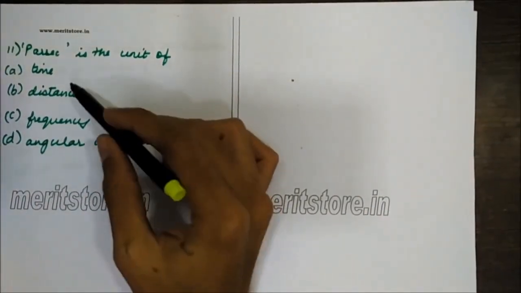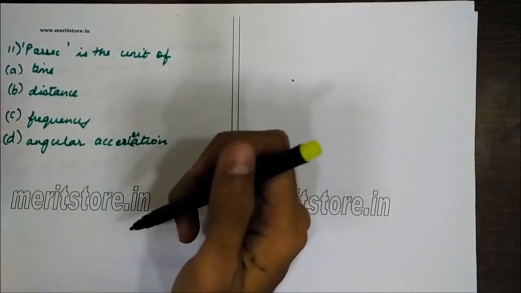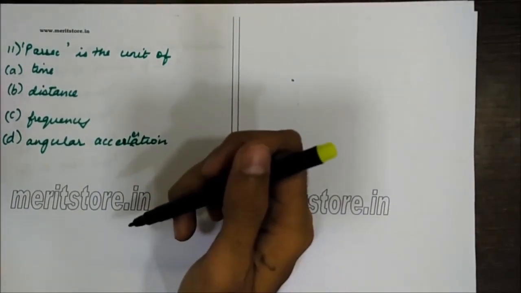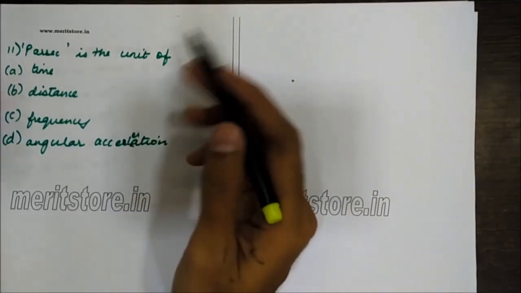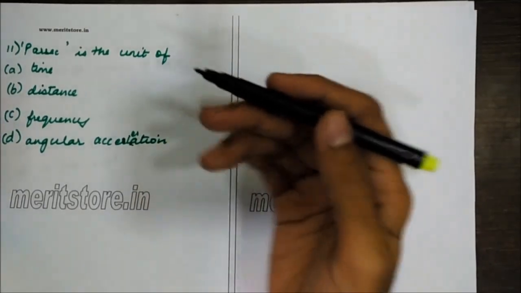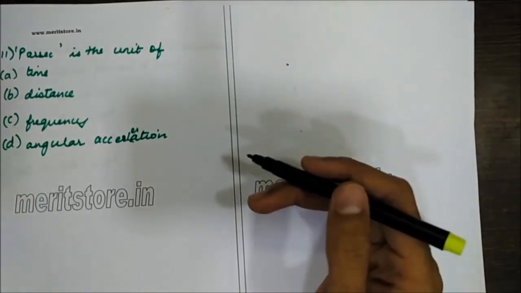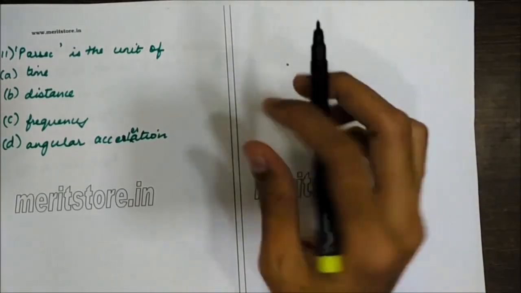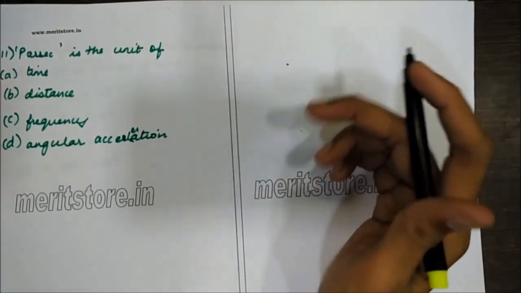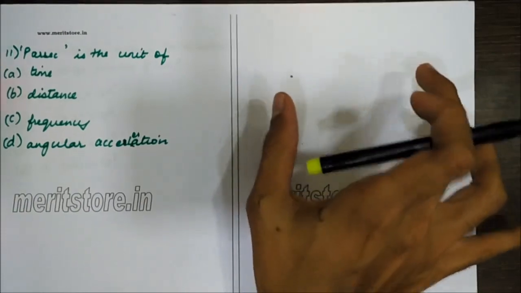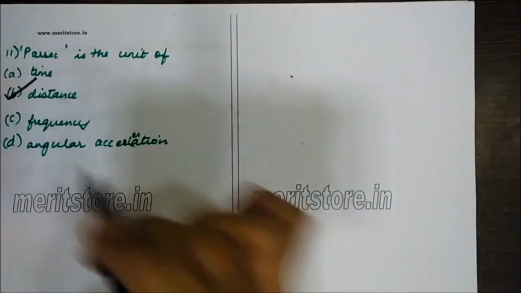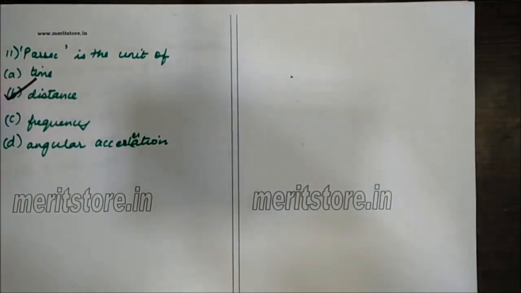Okay, parsec is a unit of time, distance, frequency, or angular acceleration. Parsec is basically a unit used to measure the distance between two stars. It is defined as an arc of length equal to an astronomical unit which forms an angle of 1 second. So parsec is a unit to measure distance. The correct option is B, distance.